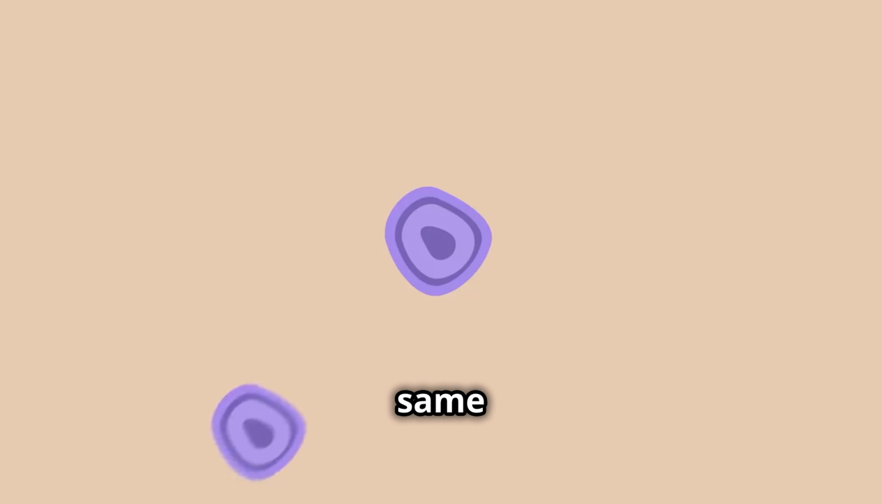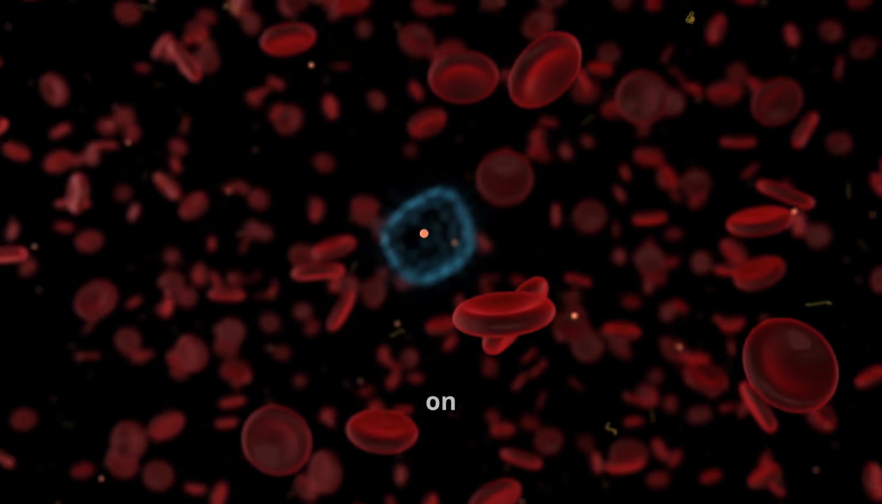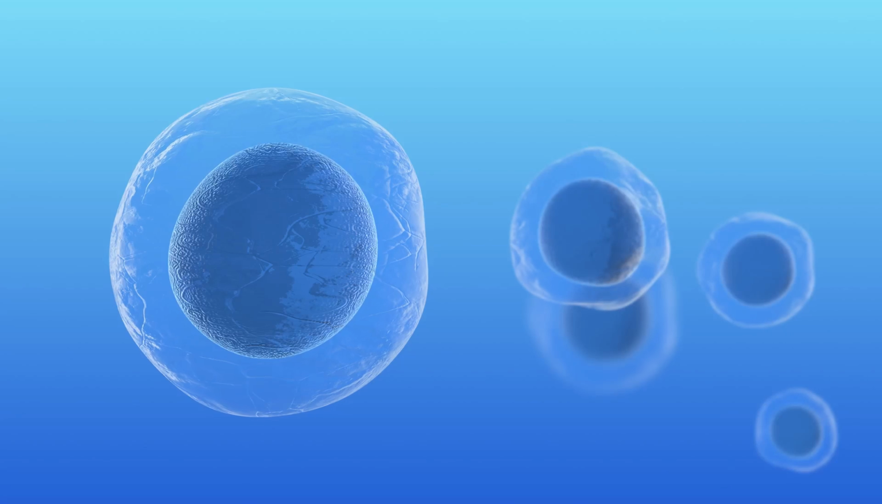Not all tumors are the same. Benign tumors don't spread. Think of them like warts. Malignant tumors, on the other hand, invade other tissues, a process called metastasis.